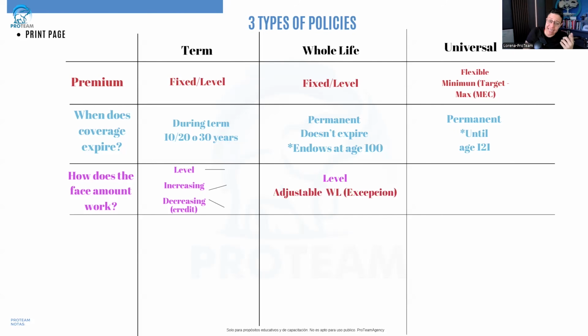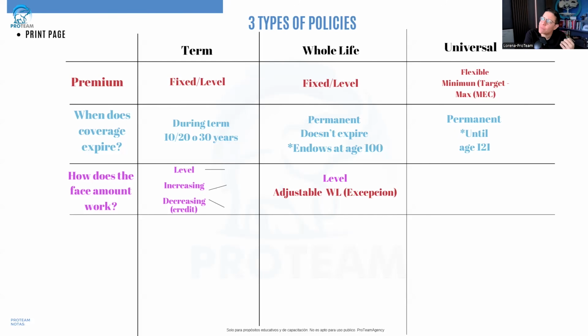Now, the next thing that you want to keep in mind is that in the whole life policy, the face amount is level. Okay? However, there is one exception. In a whole life policy, I have the adjustable whole life exception. And so what does that mean?